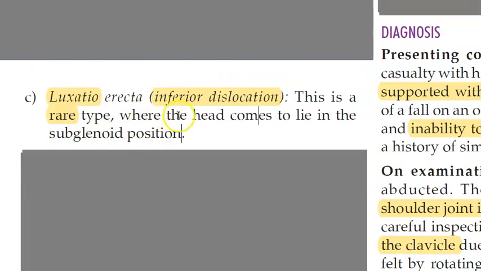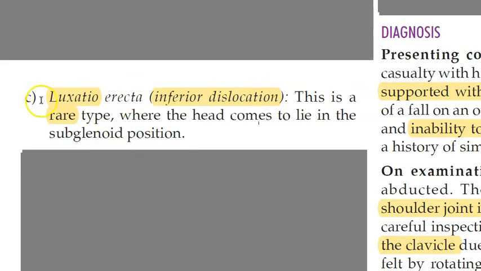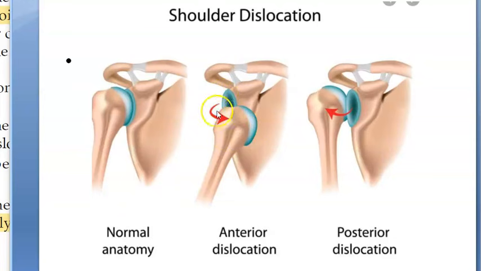And there's one more, guys. It is previously called inferior dislocation, or inferior dislocation is not the right word. It's more like a subluxation, luxatio erecta. This is where it is subglenoid. So it is not completely dislocated. That's why they seem to be calling it more like a subluxation. So anterior is ahead of the glenoid, posterior is behind the glenoid.